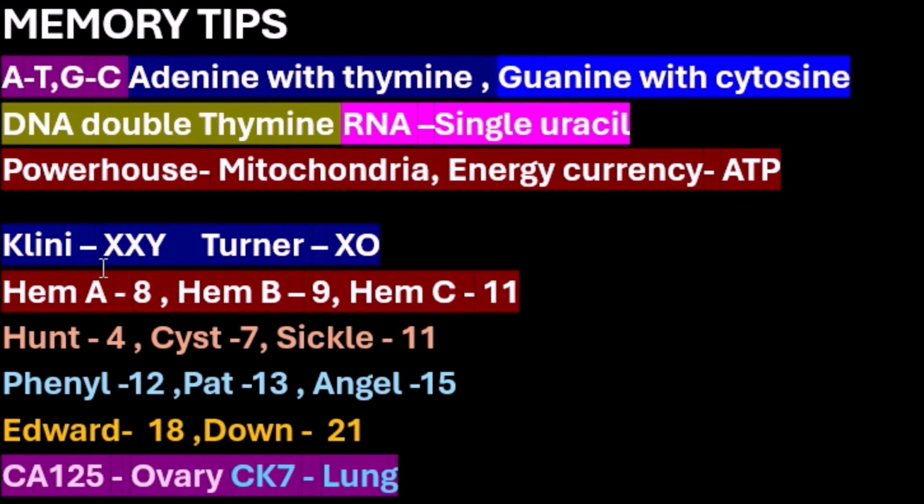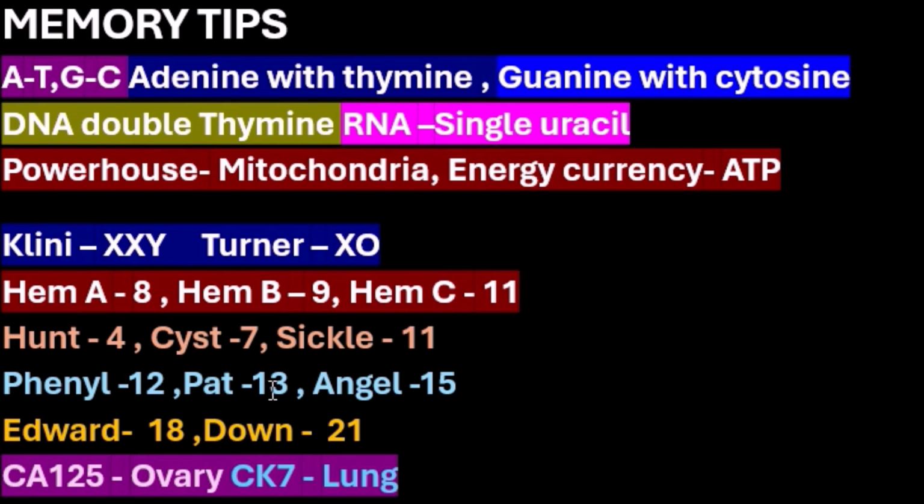XXY, Klinefelter syndrome is XXY, extra X chromosome. Turner syndrome is XO, one X is missing. Then hemophilia A, Hem A 8, Hem B 9, Hem C 11. So hemophilia A is with chromosome 8, hemophilia B is with chromosome 9, hemophilia C is with chromosome 11. Hem A 8, Hem B 9, Hem C 11. Hunt 4, cyst 7, sickle 11.